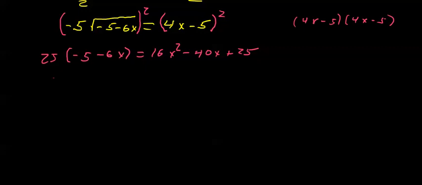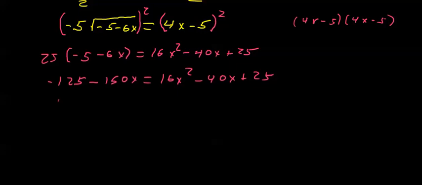and distributing minus 125 minus 150x equals 16x squared minus 40x plus 25. Combine our like terms. Move everything to one side. 125 and 150x.